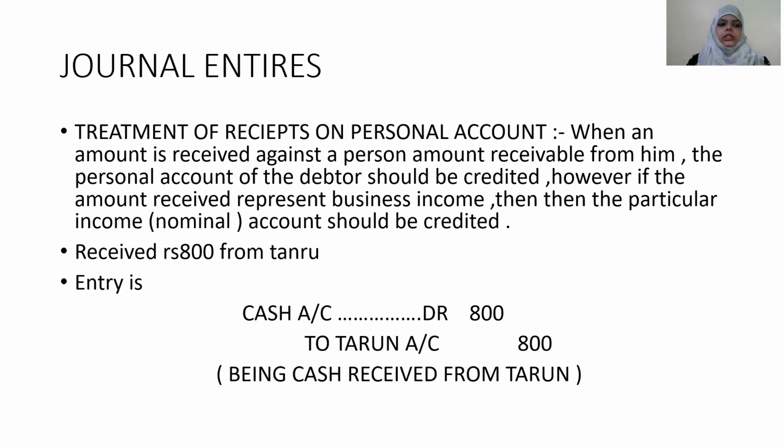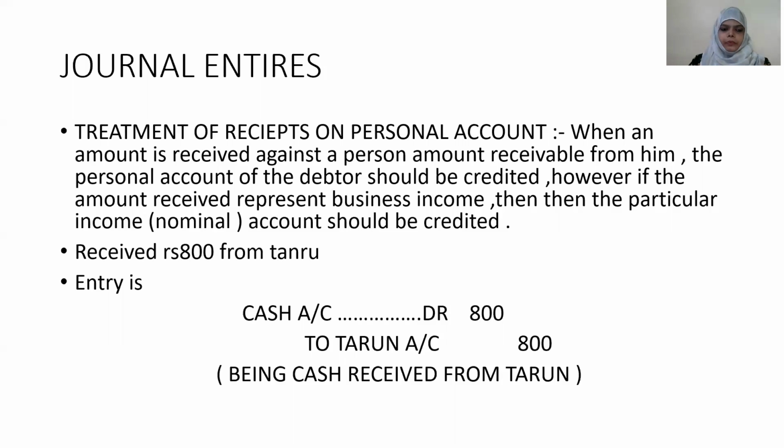Now, the first one is treatment of receipts on personal account. Last class we learned about payments on personal account, but today we are learning about receipts on personal account. When an amount is received from a person, it is receivable from him. Amount receivable means that he might have owed some amount and he is able to pay now.